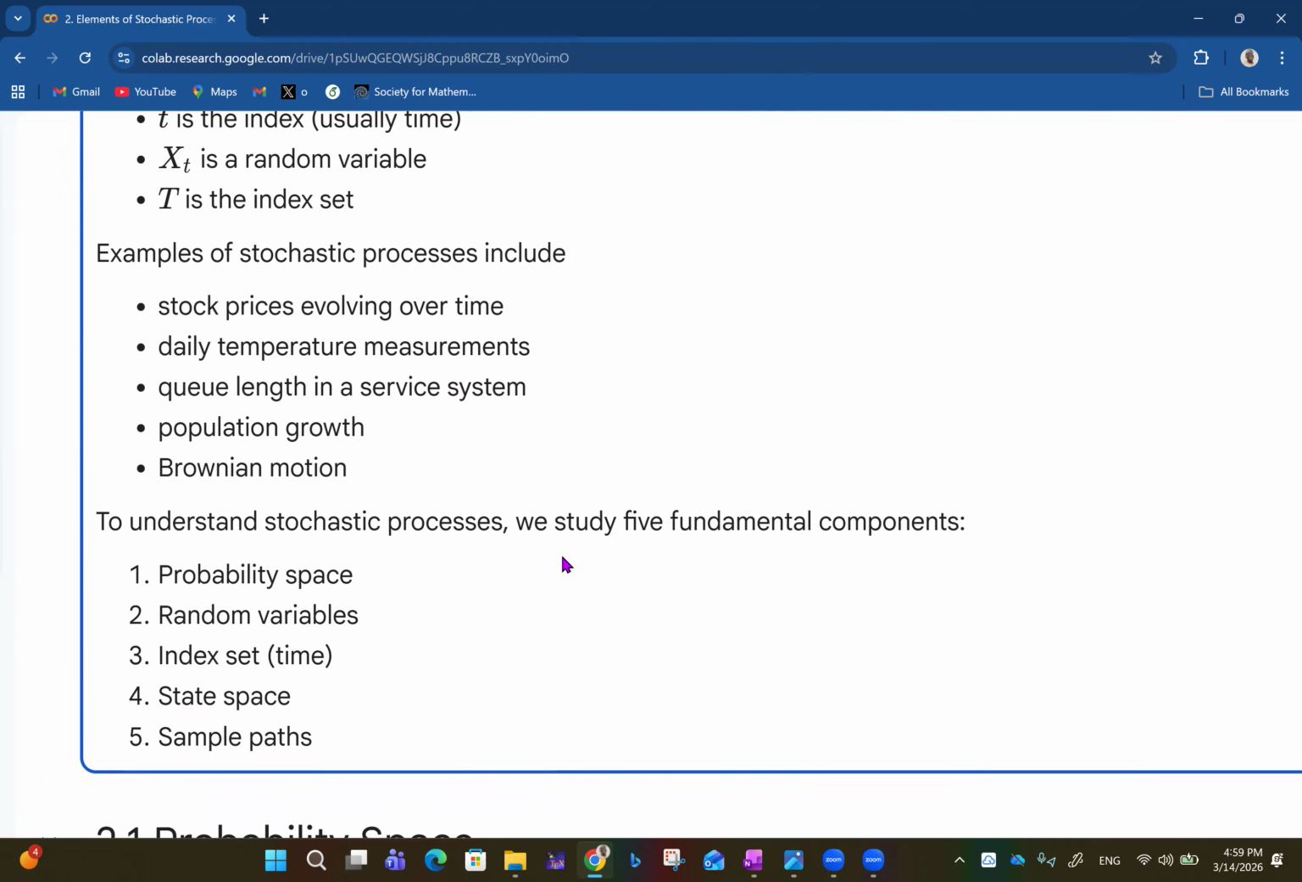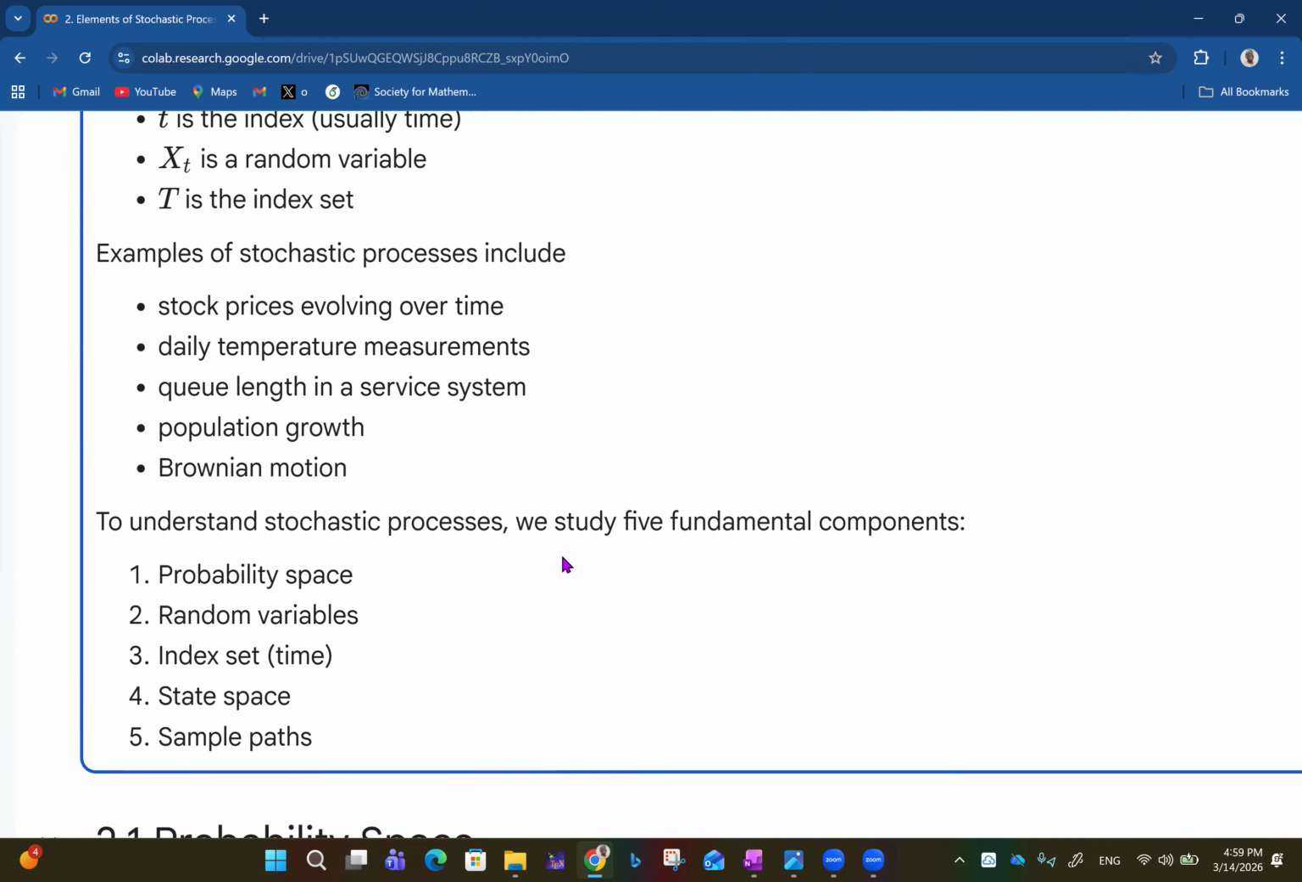So let's look at a dice roll. For a dice roll, the sample space is 1, 2, 3, 4, 5, and 6. If you define a particular random variable, say X of omega, to be the value of the dice, then for outcome one the value is one, for two the value is two, and for six the value is six.